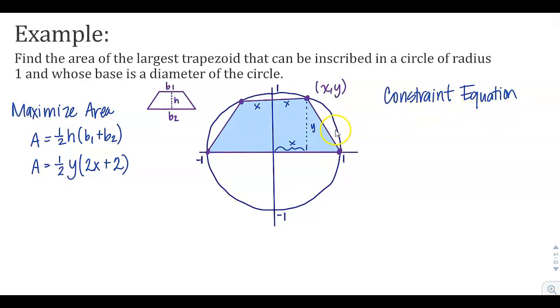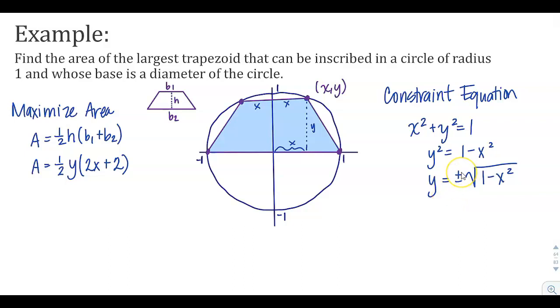The constraint equation is the equation of the circle. The equation of a circle centered at the origin with a radius of 1 is x squared plus y squared is equal to 1. Now I'm going to solve for y. So y squared equals 1 minus x squared. So y equals plus or minus the square root of 1 minus x squared. Here I have two different functions, positive radical 1 minus x squared and negative radical 1 minus x squared.